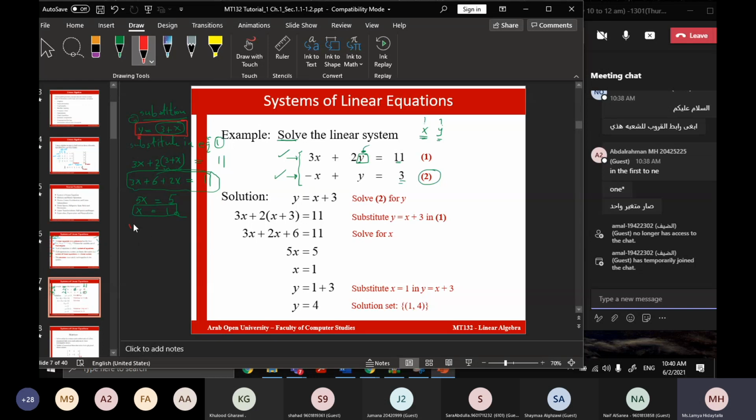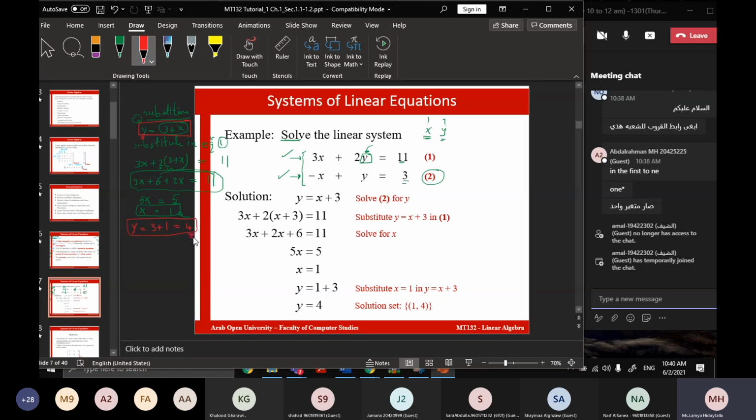So when we substitute back, y is equal to 3 plus 1. So it is equal to 4. So that is, I got now the value of the y as well. So what is the value of y? It is 4, and for the x is 1.